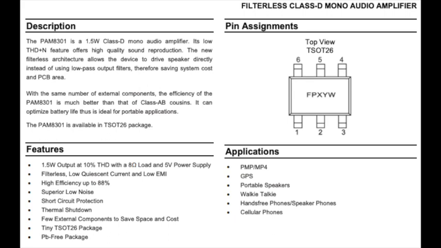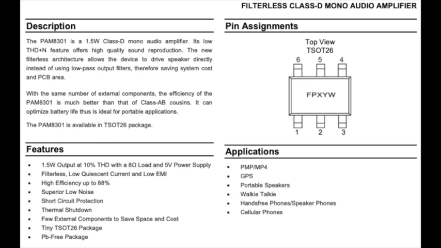Here are some interesting things about the PAM8301. It's a Class D amplifier. If you don't know a lot about the different classes of amplifier, there's Class A, Class AB, Class B, and Class D. Class D is the most efficient. The PAM8301 can deliver an output power of up to 1.5 watts into an 8 ohm speaker at a 5 volt supply voltage, making it suitable for small to medium sized speakers in portable devices.